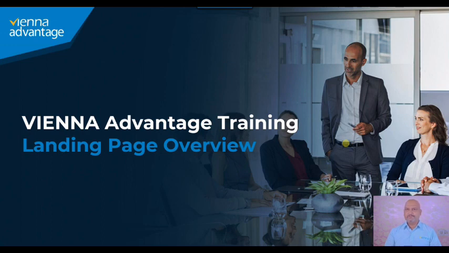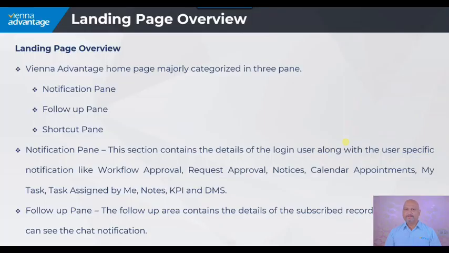We have already gone through that there are many components available on the landing page, and on this landing page we need to understand each and every component, since all these components have their impact on the system. The main landing page of Vienna Advantage is categorized into three categories. One is the notification pane, the second one is the follow-up pane, and the third one is the shortcut pane.